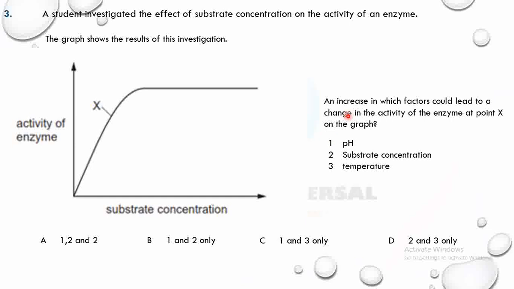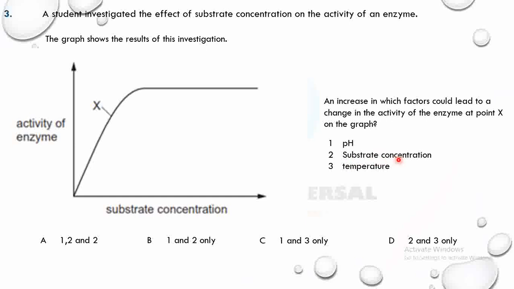Welcome back. Remember, the question says an increase in which factors could lead to a change in the activity of the enzyme. So what is it trying to say? What factors can affect enzyme activity here, either increase or decrease it? Yes, pH is one of the factors that affect enzyme activity. So an increase in pH can change the activity, either increasing or decreasing it.